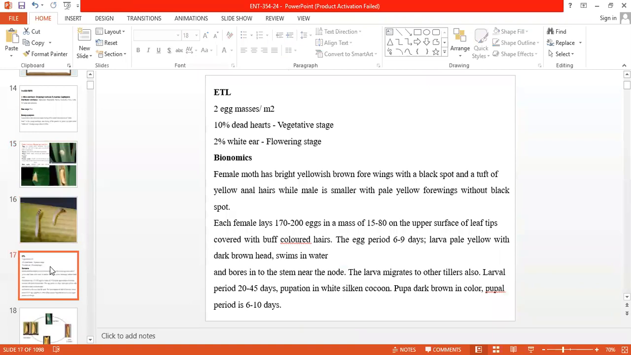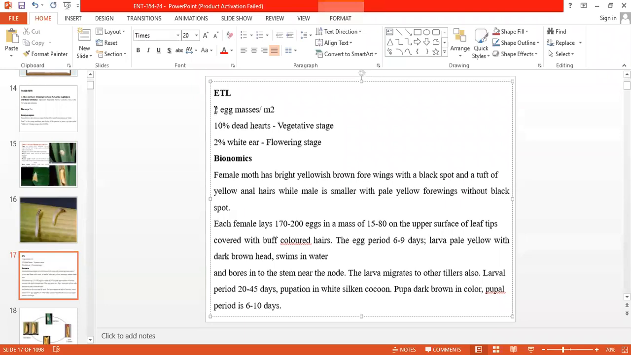Then the ETL, the economic threshold level of that pest, is two egg masses observed per square meter area. At that time we should initiate control measures, or when 10% dead heart symptoms are found at the vegetative stage, then 2% white ear symptoms in the flowering stage. At that time we should initiate the application of various management practices.